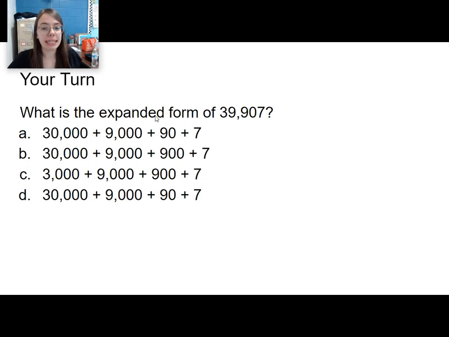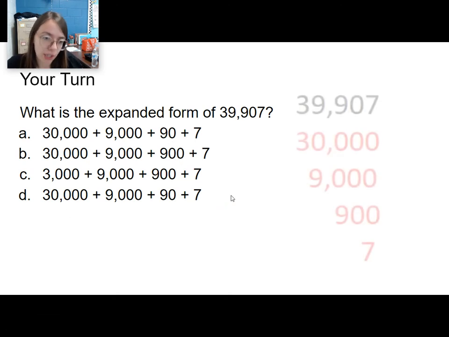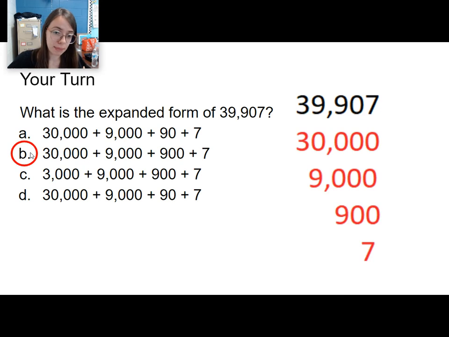All right. So what's the expanded form of 39,907? Well, I have 3 10,000s, so I know I need 30,000. Okay, so C is going to be out. I need 30,000. Then I have 9,000s. Okay, so far A, B, and D are looking good. I have 900s. Ooh, A is showing 9 tens. I don't have any tens here. I have 900s. It's all about that place value. So A is out of there and D is out of there. So our best answer is B.